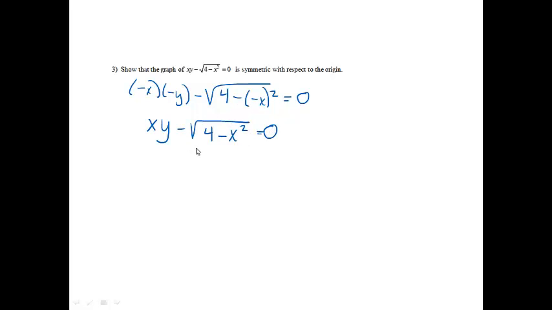And I notice that I have the exact same equation that I started with, so put a little box to show I have proven that to be true.